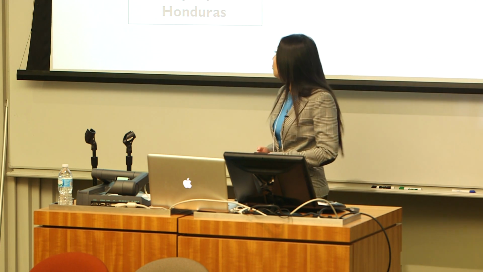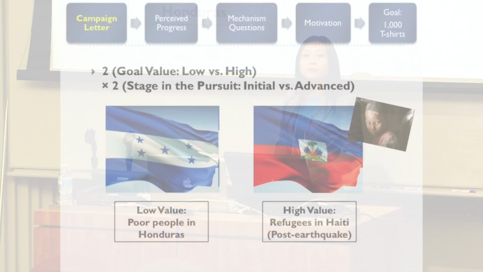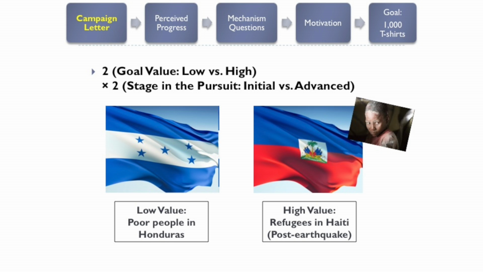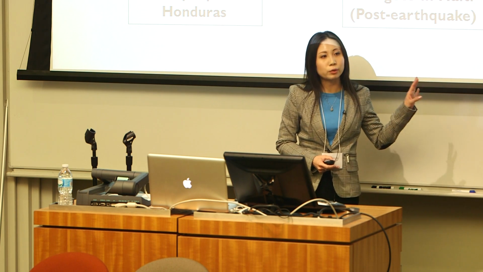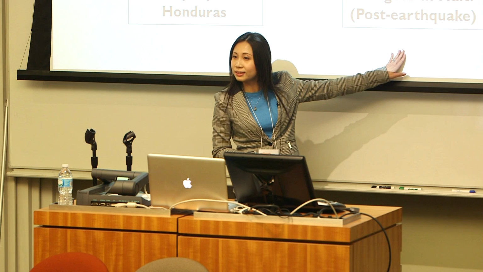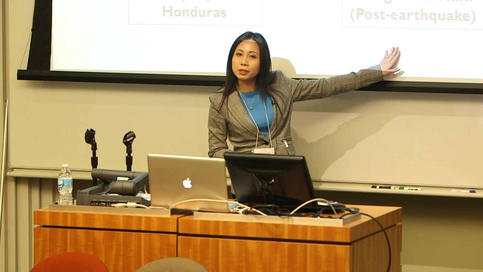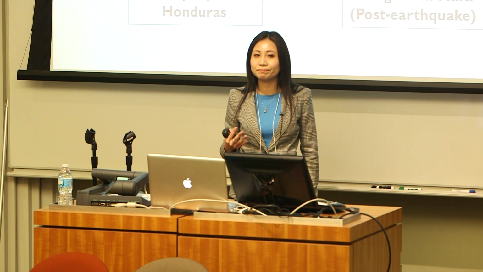To manipulate the goal value, we tell them there are different causes we are working on right now. Some of them read that we're donating to poor people in Honduras. For other participants, we told them we are donating the t-shirts to the refugees in Haiti. And we ran this study 4 weeks after the earthquake had just happened in Haiti. So at that time, this cause is very, very important, and this is a situation where we expect people to distort information in their head to make themselves donate.